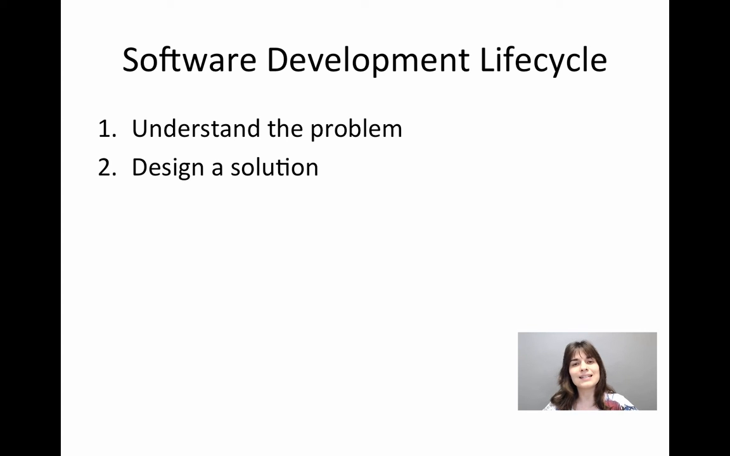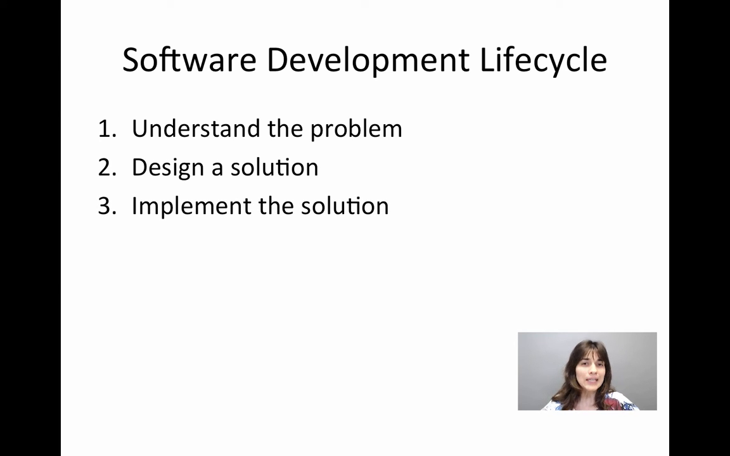Then we need to design the solution. Since we are operating under the object-oriented model, that would mean figuring out what classes we need, what objects and how they would interact with each other, what characteristics those classes and those objects would have, and so forth. The third step would be to implement the solution. Go and actually write down the code, the Java code that will be true to the design that we created in step 2.